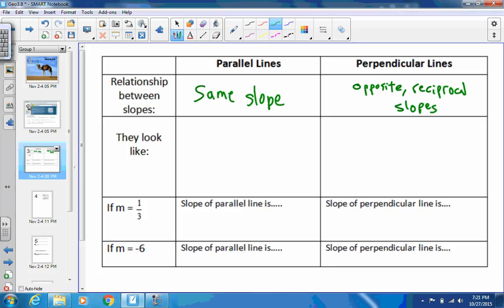Well, they look like this. You know what parallel lines look like. This should be an easy one to fill in. They never cross, whereas perpendicular lines cross and form 90-degree angles. These two examples are going to be good, though.